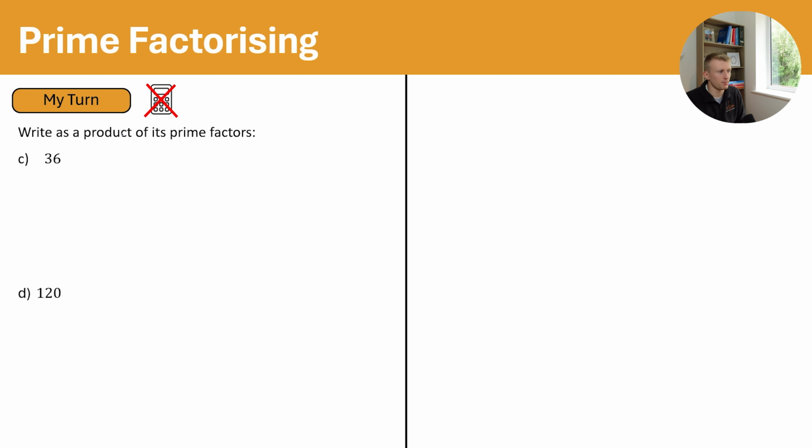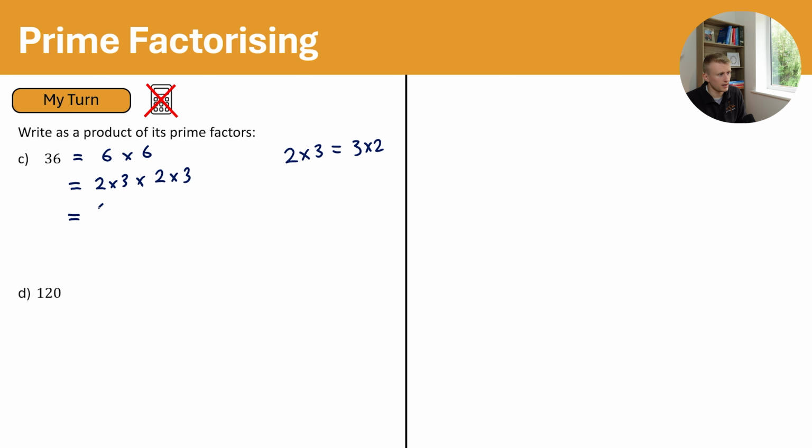Okay, let's look at our next example. Write as a product of its prime factors 36 and then 120. So we can start this in different ways. I'm going to start by rewriting 36 as 6 multiplied by 6. And 6 is not a prime number, so I need to split that further. I'll split 6 into 2 multiplied by 3, and I'll split this 6 into 2 multiplied by 3. And we have two principles in mathematics. One is called commutativity, and the other is called associativity. And that allows us to swap the order and regroup numbers.